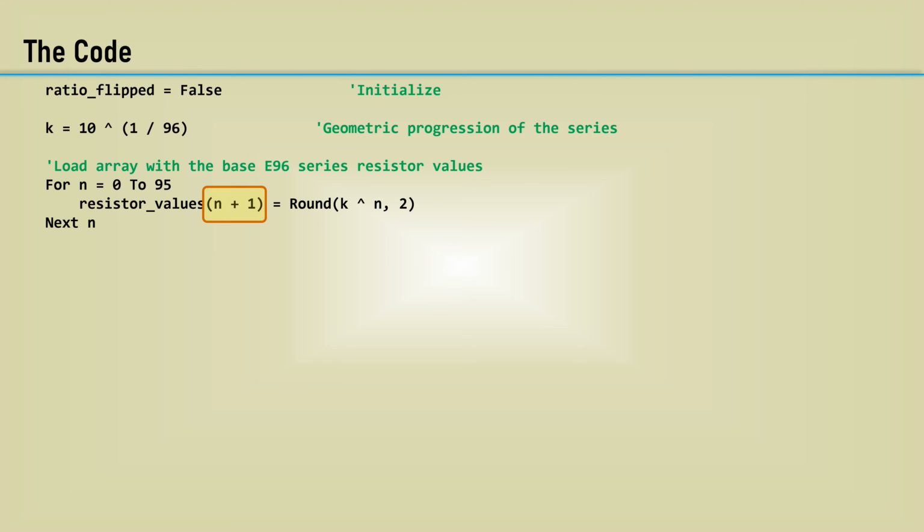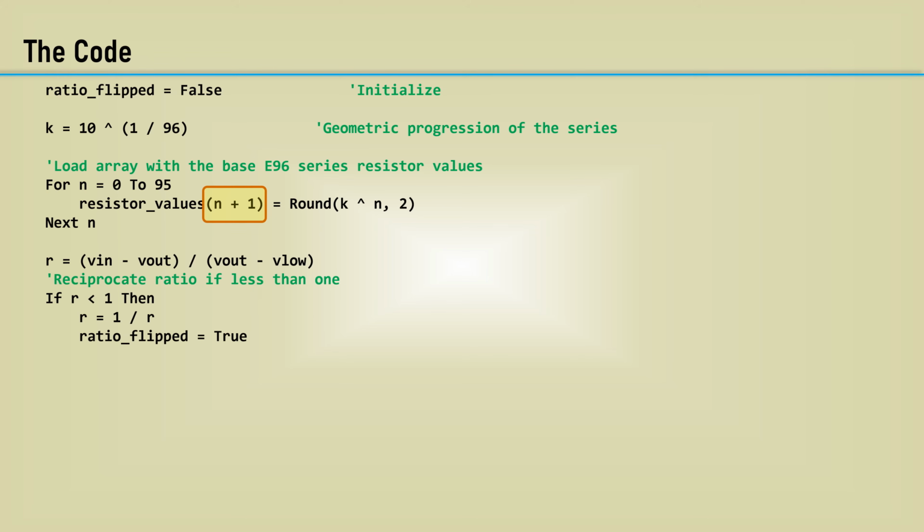Now to calculate the ratio between the resistors, we will divide Vin minus Vout by Vout over Vlow. We want the ratio to be above 1, so if R is less than 1, reciprocate R. Then set the ratio flip flag to true and end if.